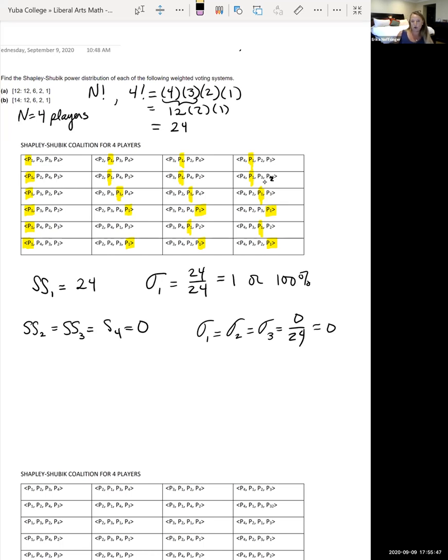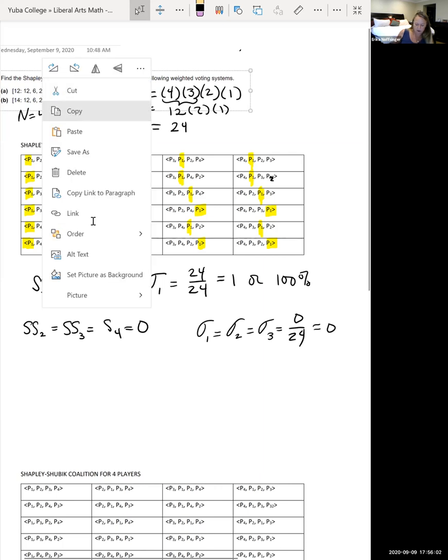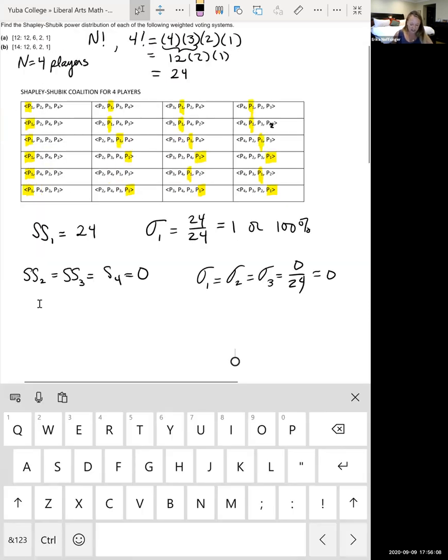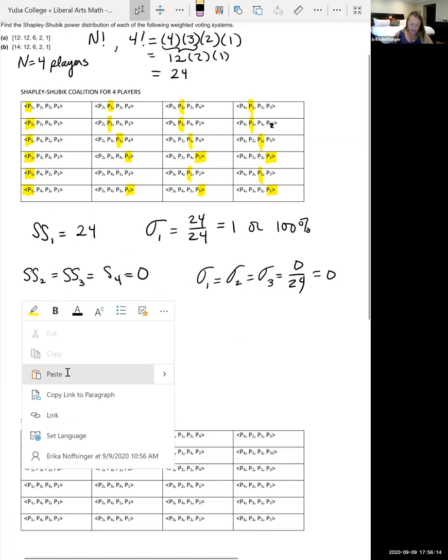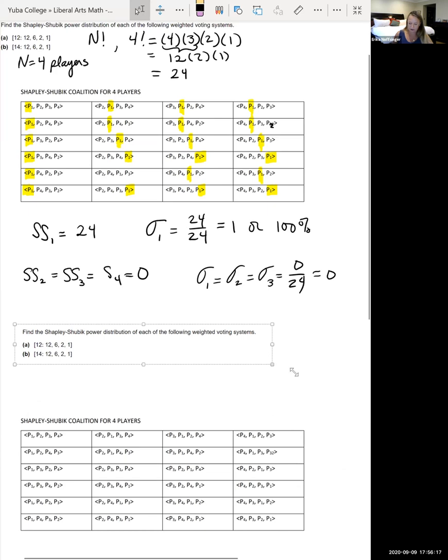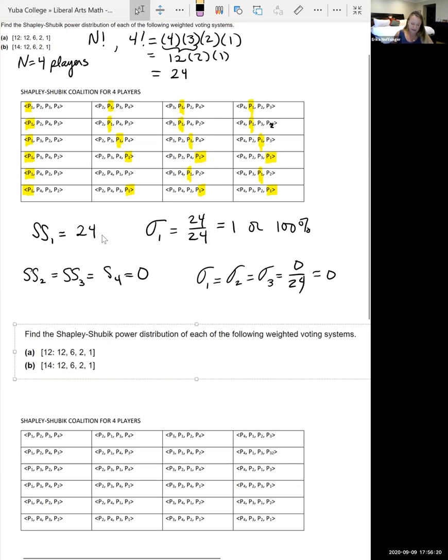Okay, so really that quota doesn't make sense. It's just making player 1 the winner, a dictator, and none of the other players have anything to say about it. Okay. So let's change that coalition so that the quota is a little higher and see if that affects things, which hopefully it does. So now let's look at it when our quota is now 14.